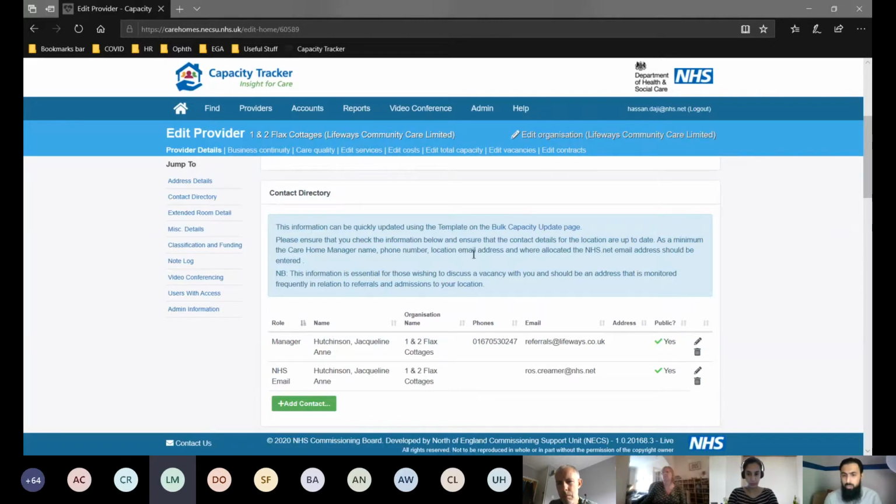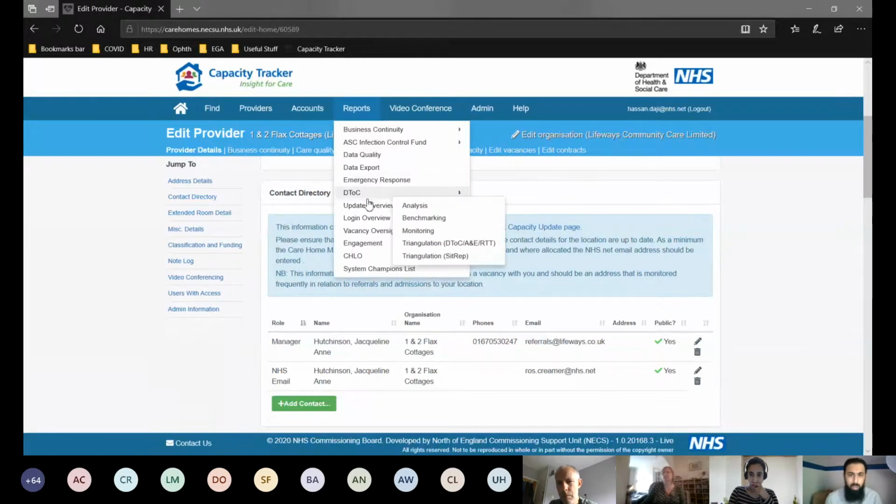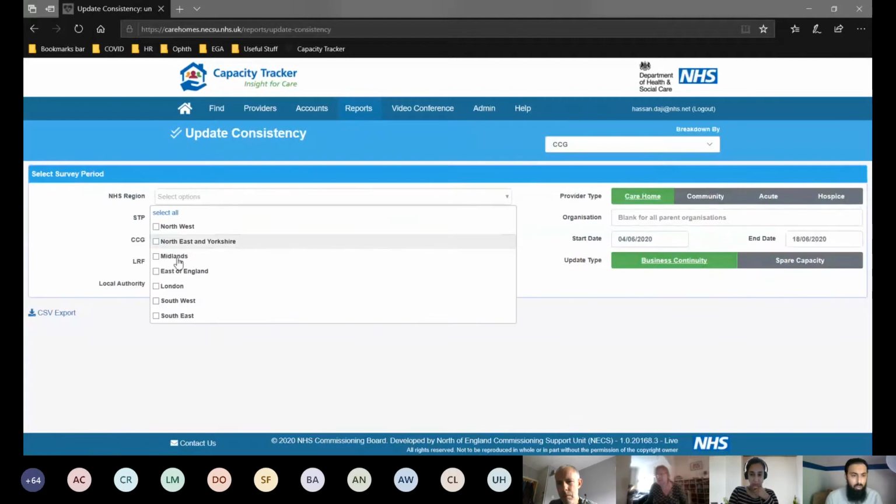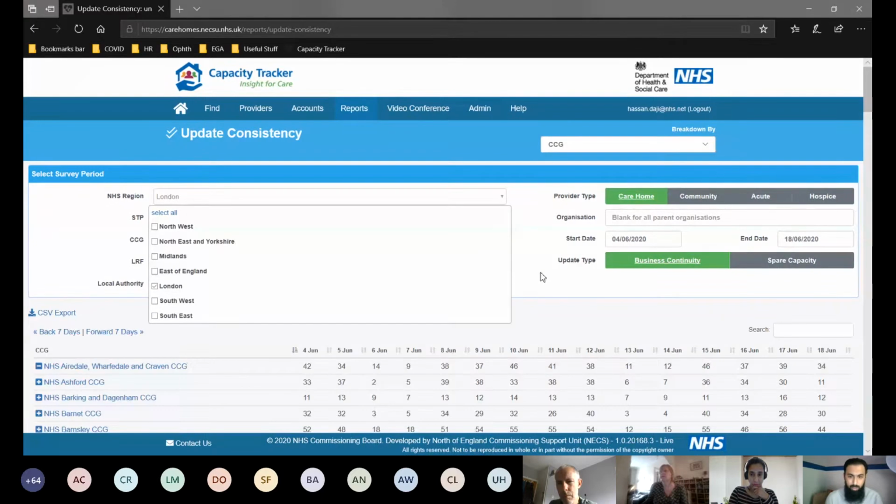If you're having any issues, just drop us a line. Otherwise, the contact centre are really good as well. If you ring through to the contact centre, and a care home specifically is finding it quite challenging, they've been very good at talking them through at a pace that helps them. So in terms of the update overview, we also have a new report, which is update consistency. This report didn't work for me just before I came on, so I'm hoping it does now.